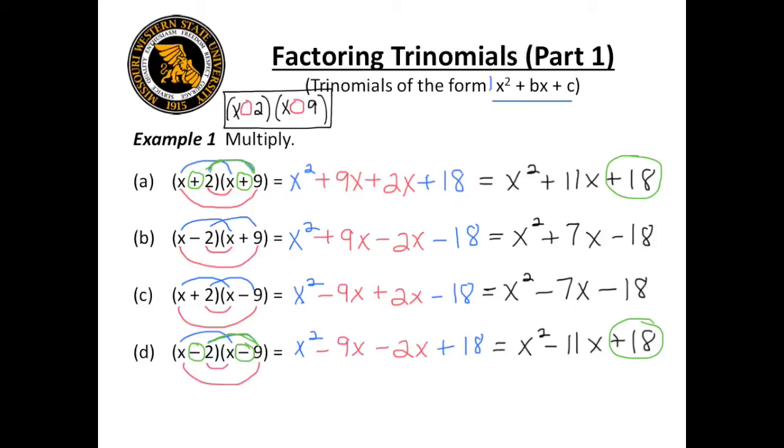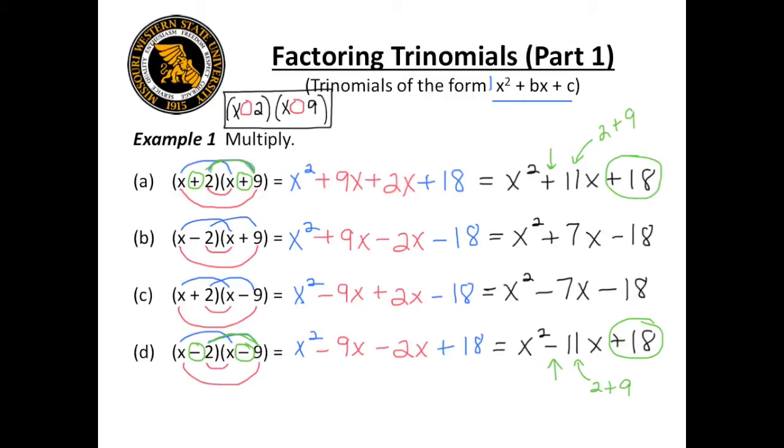Furthermore, notice that the operation occurring between the first and second term of our trinomials matches the operation that appeared in the binomials. And finally, notice that the 11 coefficient that appears in both of the middle terms of our trinomials is equal to the sum of the two numbers that appeared in the binomials.